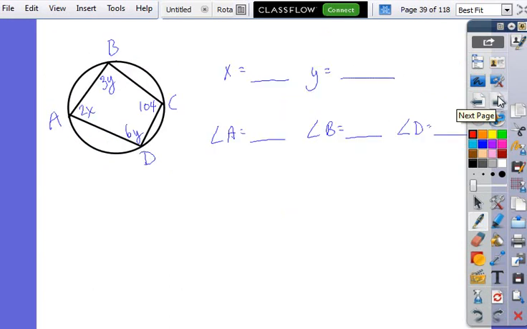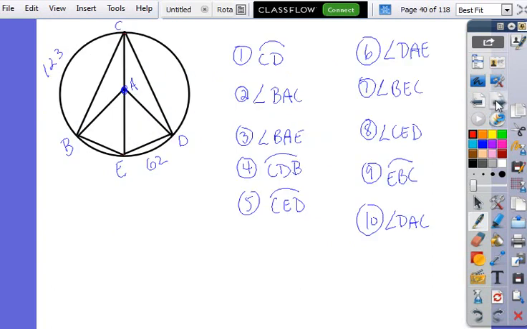So what would I do here? 2x plus 104 equals 180. Do not put them equal to each other. 3y plus 6y equals 180.